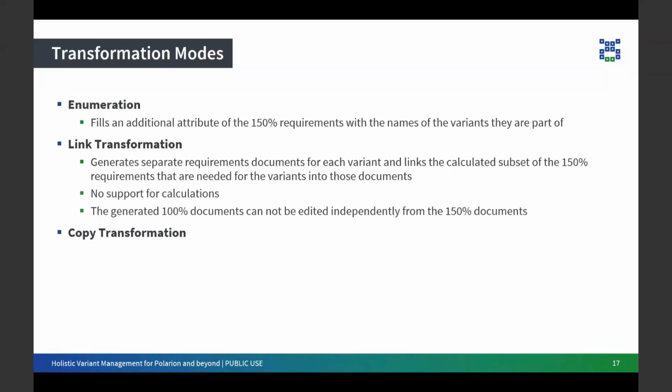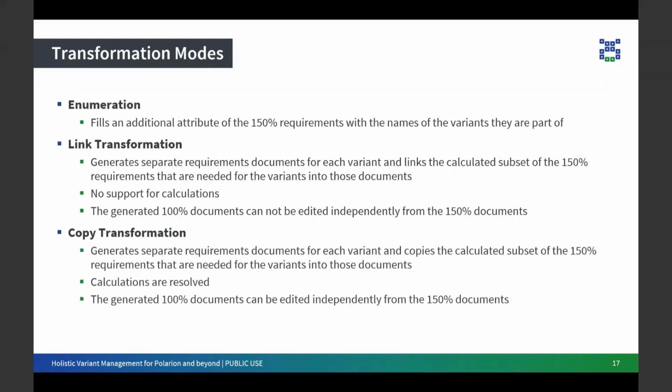Meaning, as there is no real copy of these requirements generated for the variant, of course, then such injections of values are not supported in that case. Yeah? And you cannot change this 100%, this generated output, independently of the 150%. But that might be exactly the use case. So if that's what you're going for, the link transformation is the way to use it.